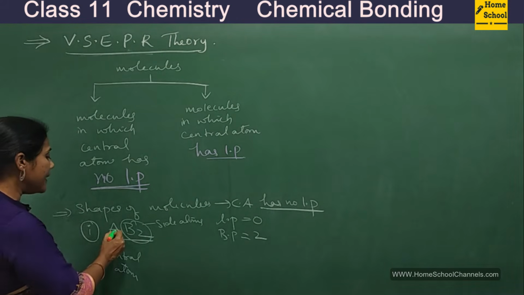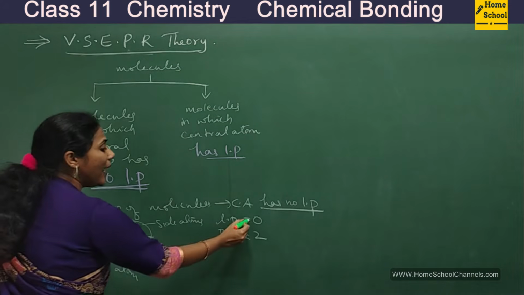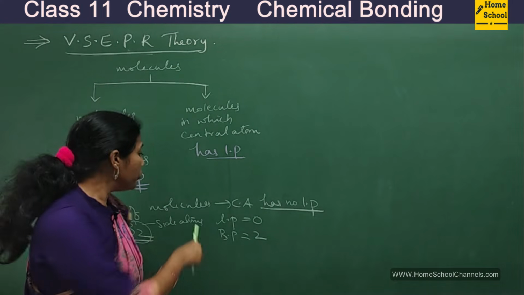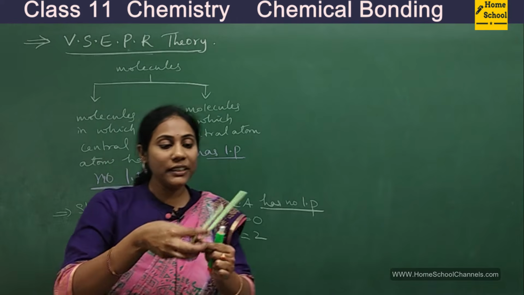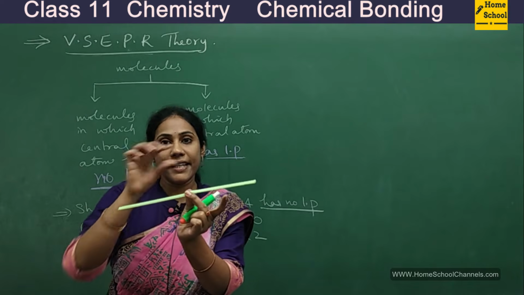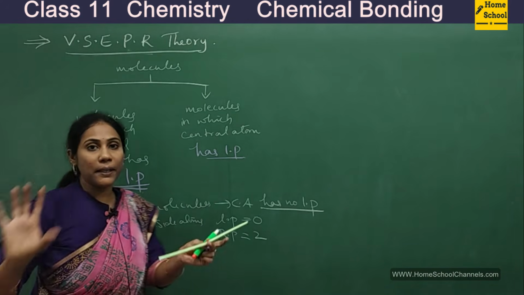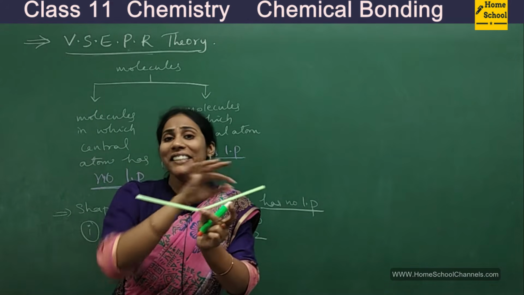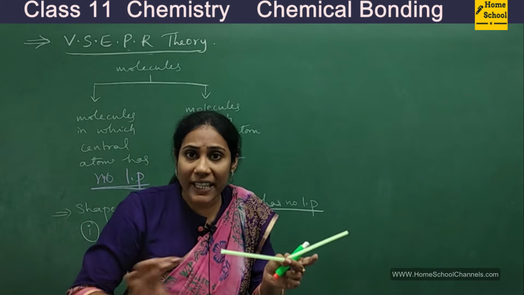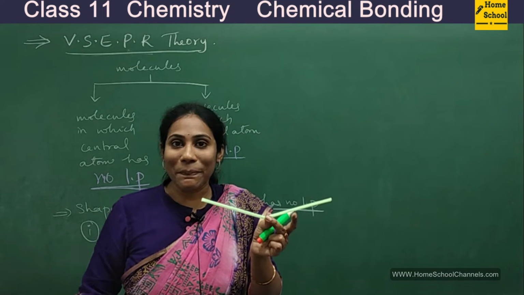So now around this A atom, you have 0 lone pairs, lone pairs are not there, and you have 2 bond pairs. Imagine I have taken 2 straws here, and at the center, my finger is the central atom. So this is holding how many bonds, guys? It is holding 2 bond pairs. So how will it arrange these 2 bonds around it? It should arrange in space in such a way that there is a large distance between each other to have minimum repulsion.